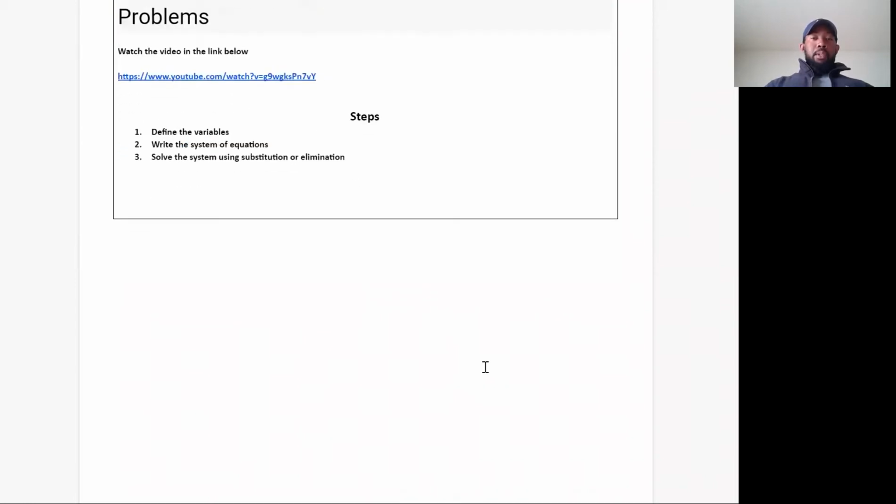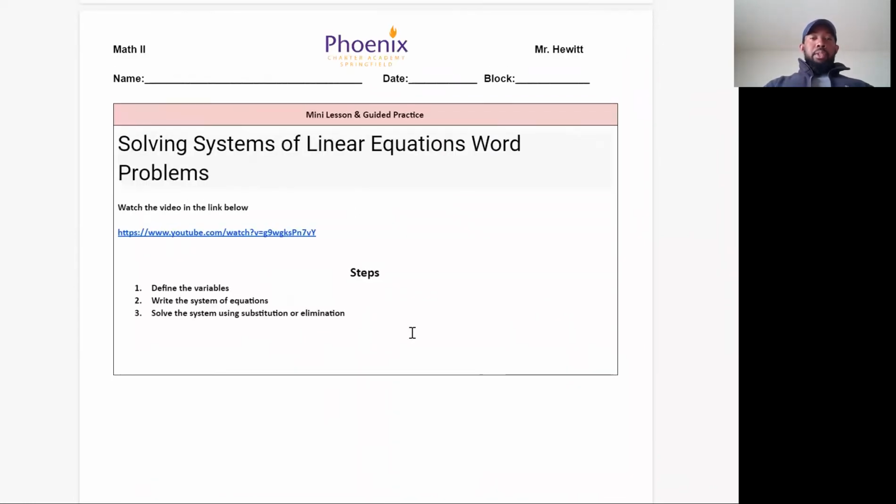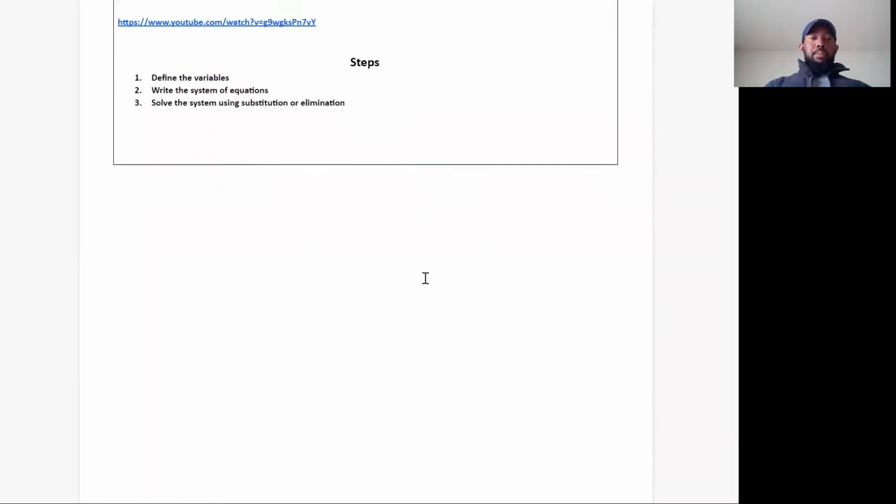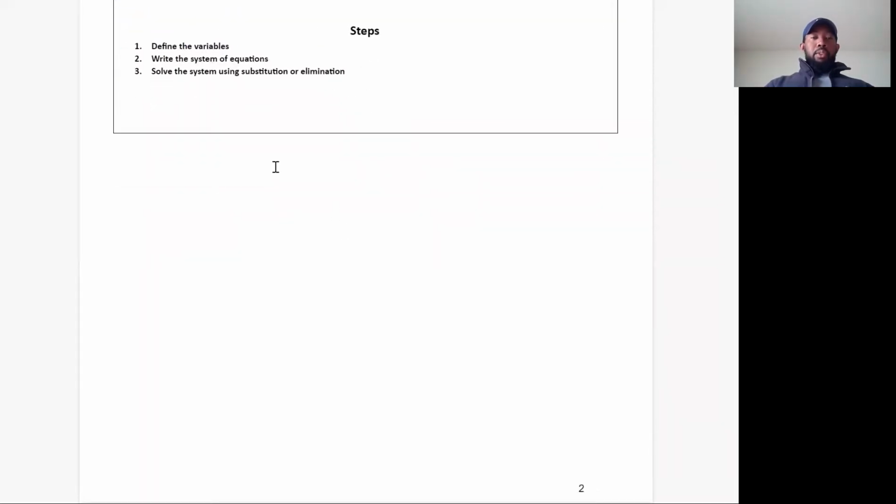So there's a video linked in here that's also linked below that you guys should take a look at for additional examples, solving systems of linear equations, word problems. And let's just quickly review the steps. So the first step is to define the variables. Second step is to write the system of equations. And the third step is to solve the system using substitution or elimination method.